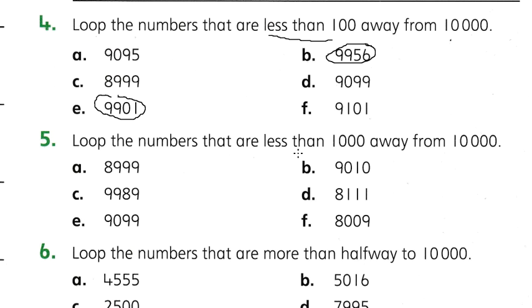So loop the numbers that are less than 1,000 away from 10,000. So if we take 1,000 off this, it's 9,000. So we want numbers that are greater than 9,000. So 8,999 is not greater than 9,000. 9,989 is. 9,099 is. 9,010 is not. 8,111 is not. Neither is 8,009.